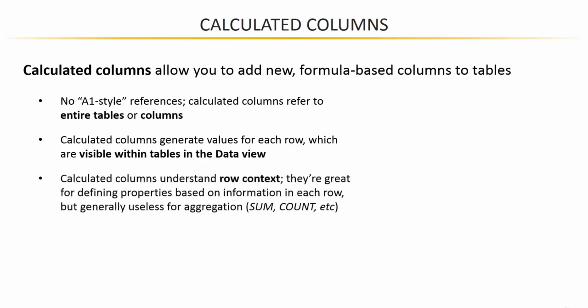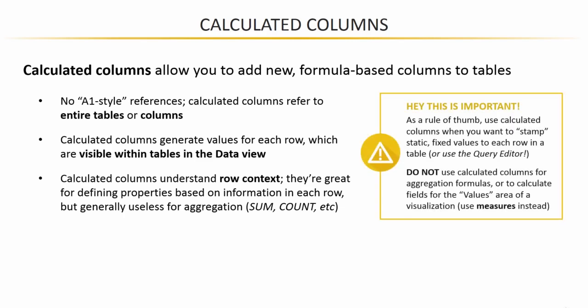And then third, calculated columns understand something called row context. What I mean by that is that they can see the information in each row in which they calculate, and so they're great for defining things like properties based on information in that row, but they're generally useless for things like aggregation, like sums or counts or averages.